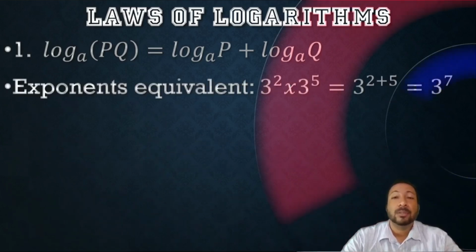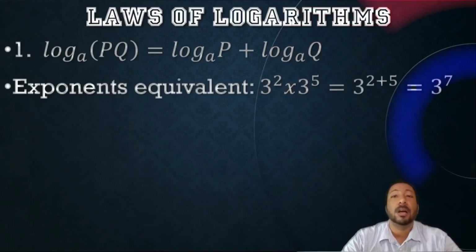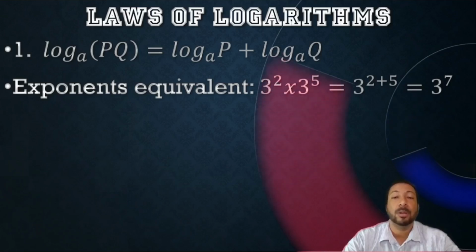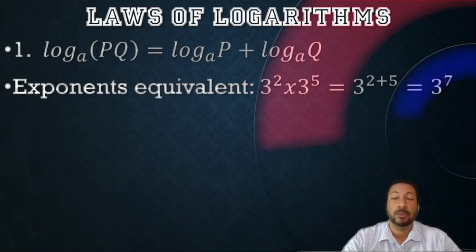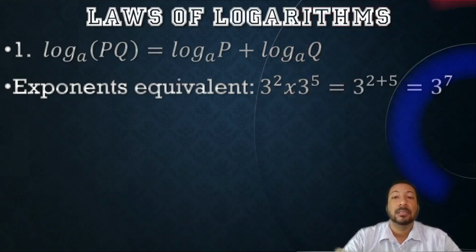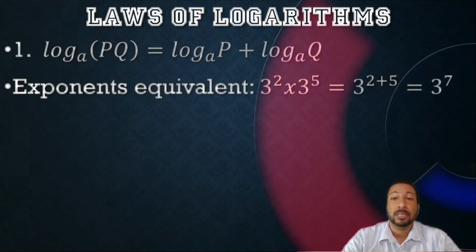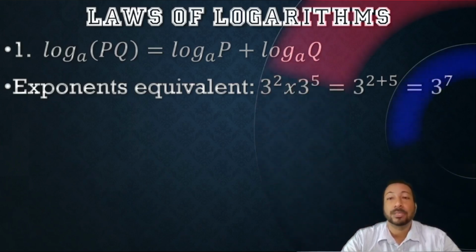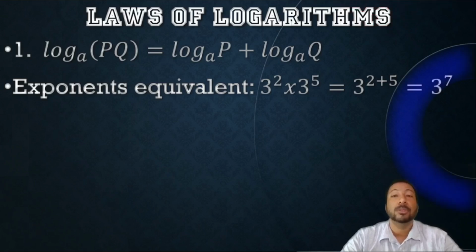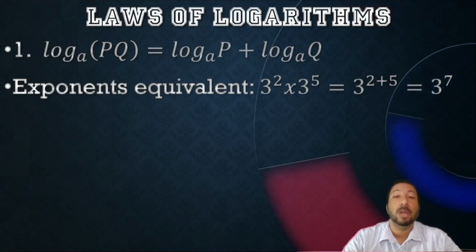Well, let's look at the exponents equivalent of this first law. You know that if you had 3 to the second power multiplied by 3 to the fifth power, that would be equal to 3 to the second power plus fifth power, which will give you 3 to the 7th. This is the equivalent in logarithms. In exponents, when you're multiplying and they have the same base, then all you do is you add the powers. So equivalently, when it comes to logarithms, you add the two logarithms.